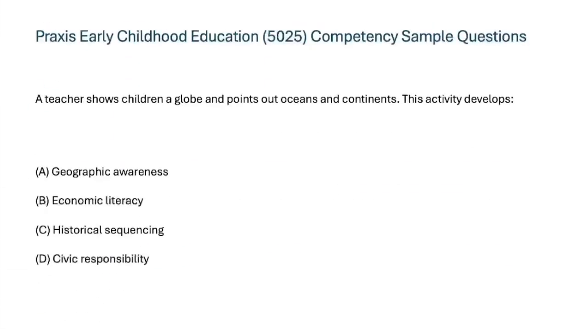A teacher shows children a globe and points out oceans and continents. This activity develops A, geographic awareness, B, economic literacy, C, historical sequencing, or D, civic responsibility. Let's look at the context clues in this question. Whenever you see the words globe, map, or location, those are all going to be indicators of geographic awareness. Familiarize yourself with early geographic standards. With that in mind, let's go ahead and eliminate the incorrect options, starting with option B.